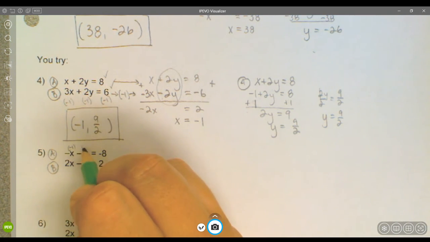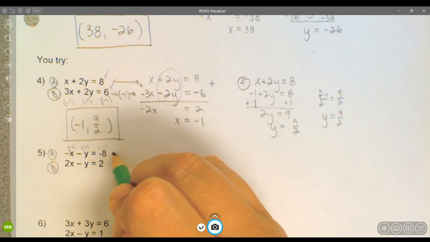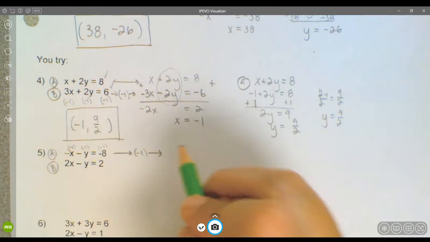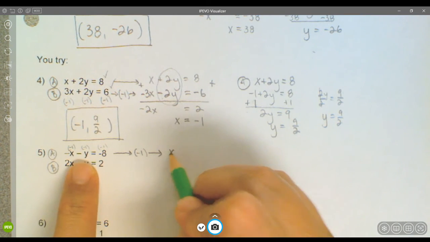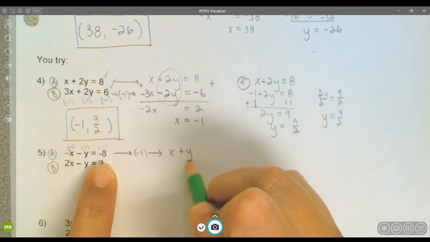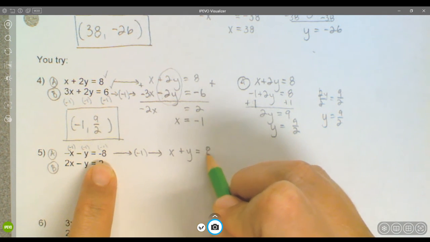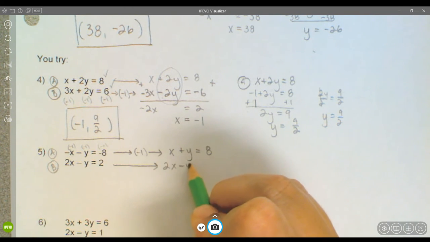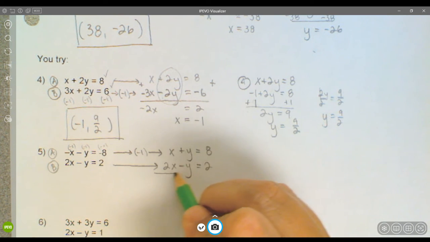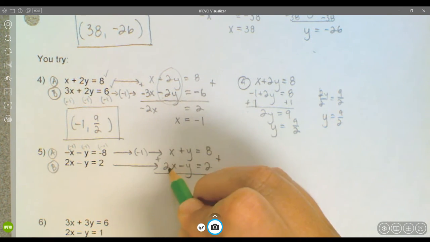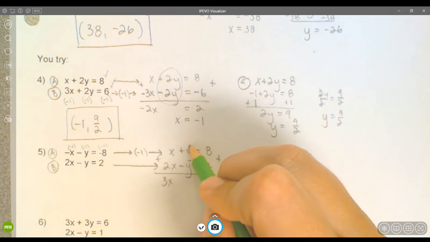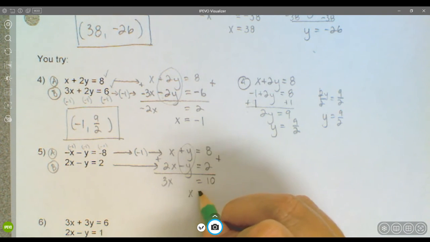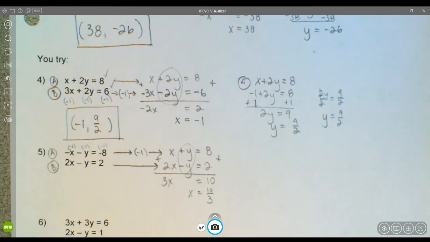I'm going to take this top equation and I'm going to multiply everything by negative 1. So negative x times negative 1 is x. Negative y times negative 1 makes this plus y. Negative 8 times negative 1 is 8. I'm going to leave the bottom equation alone. And now when I add these two equations, 1x plus 2x is 3x. My y's will zero out. 8 plus 2 is 10. And I find that x is 10/3.